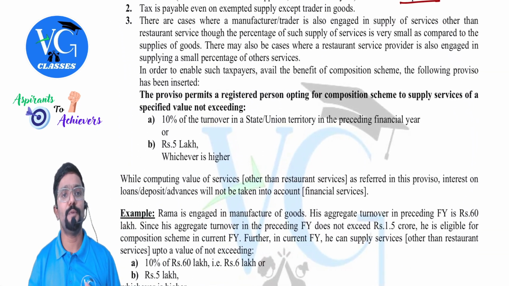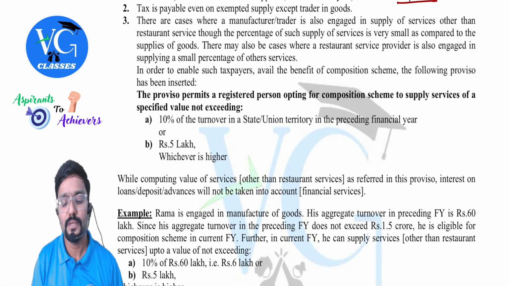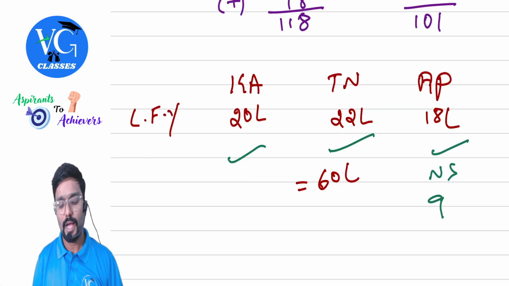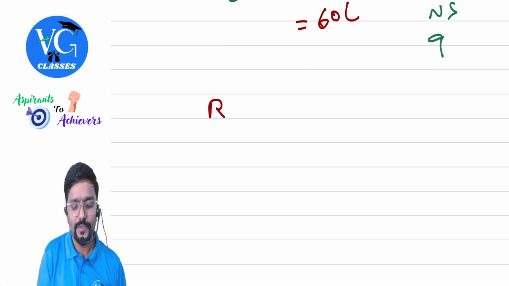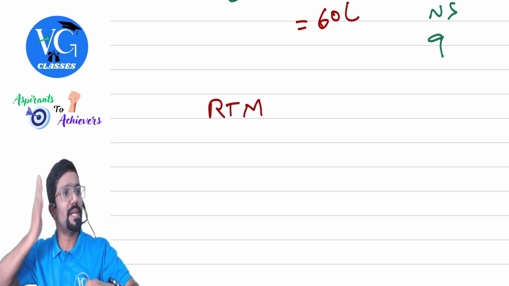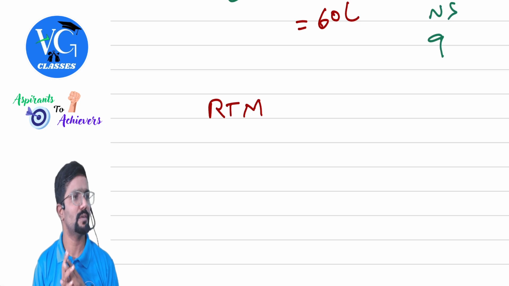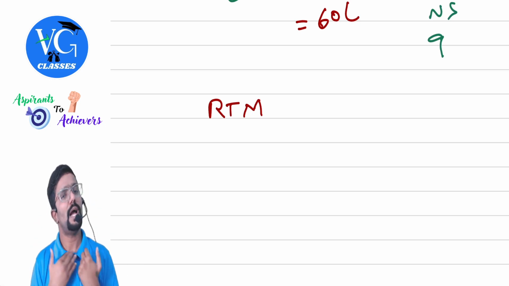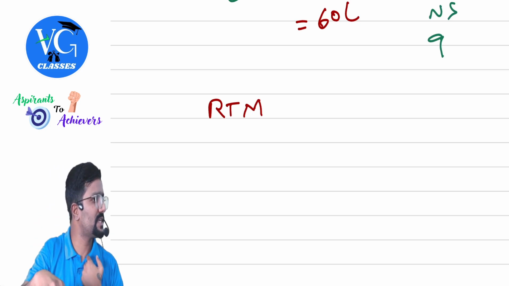Third note. Third note is important, people. Assume, please listen. Assume I am providing any of the three things. RTM. What does RTM stand for? Restaurant, trader, manufacturer. I am doing any of this. Am I eligible for composition scheme under section 10?